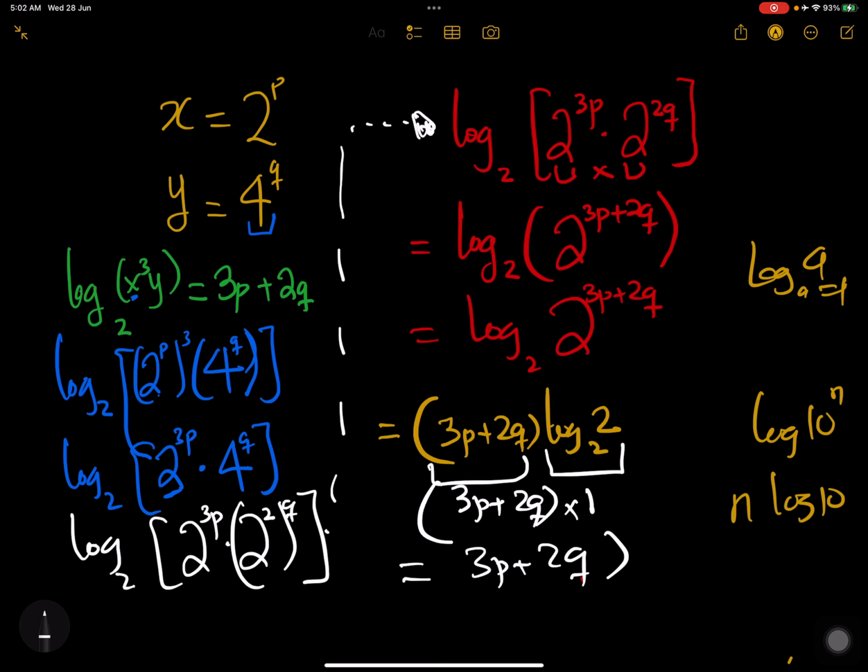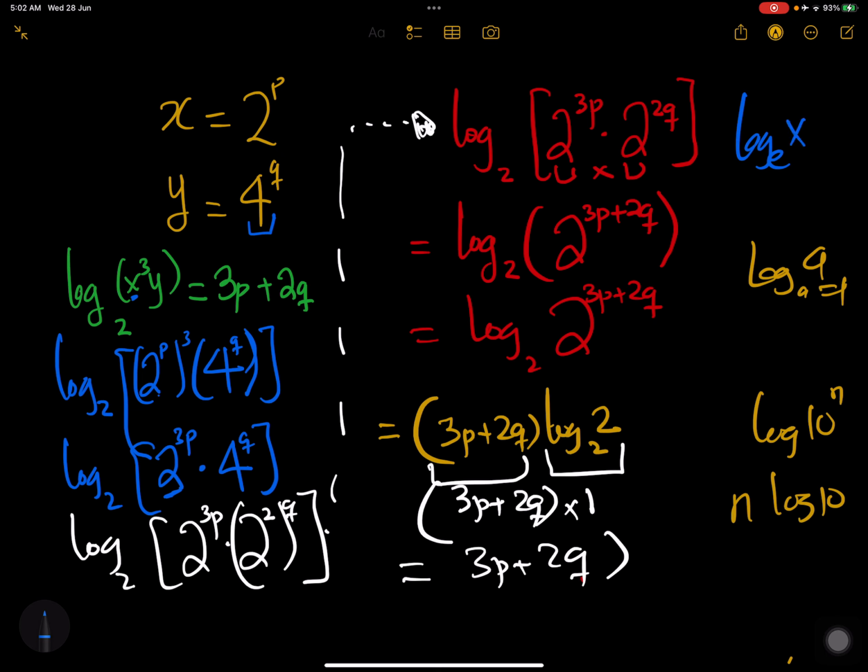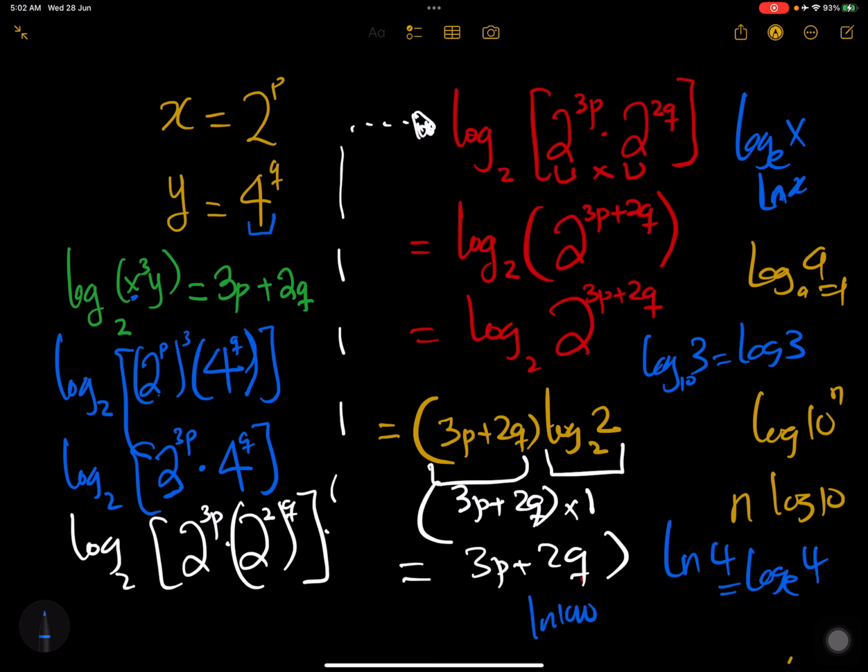Before I go quickly, let me just drop this gem. Log to the base e of x is the same as ln x, you see them on your calculators. It means logarithm to the base e. Whenever the base is e, it's ln. Whenever the base is 10, you don't have to write it. So if we want to write log 3 to the base 10, we don't have to, it's just log 3. If we say ln 4, we mean log to the base e of 4. If we say ln 100, we are saying that it is log 100 to the base e.